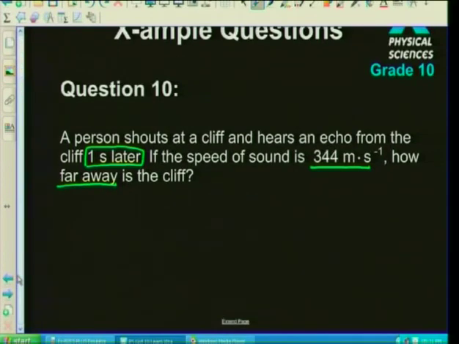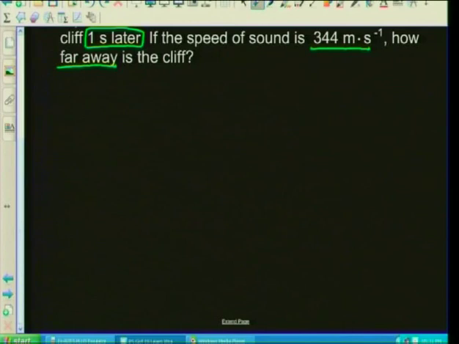Once again, let's quickly draw a little diagram of what they're saying. Here's my person. Here's my cliff. Person shouts, their sound goes to the cliff, comes back from the cliff in 1 second. So let's do this one a little differently to the one we did last time, because last time we looked at distance and all sorts of things, and then we changed it around later. We're now going to divide time in half to start off with.